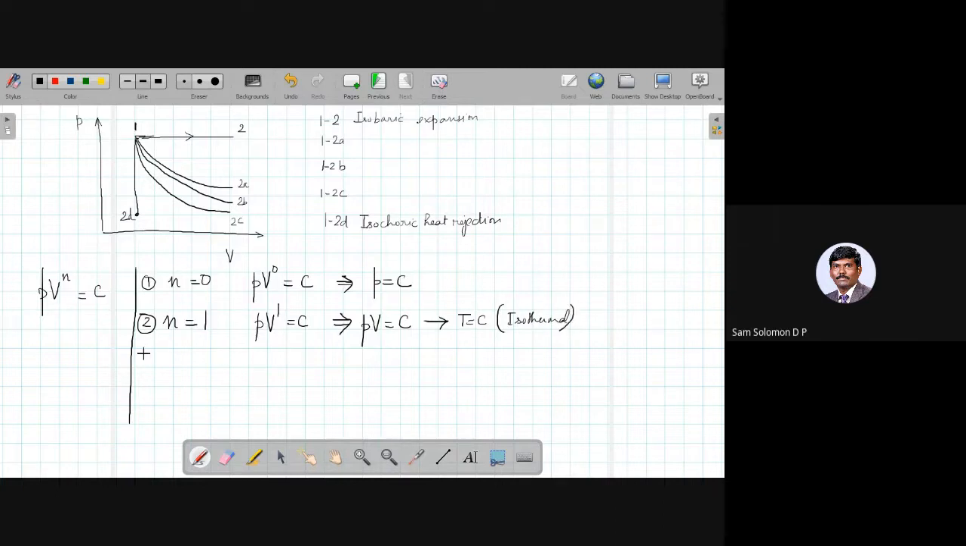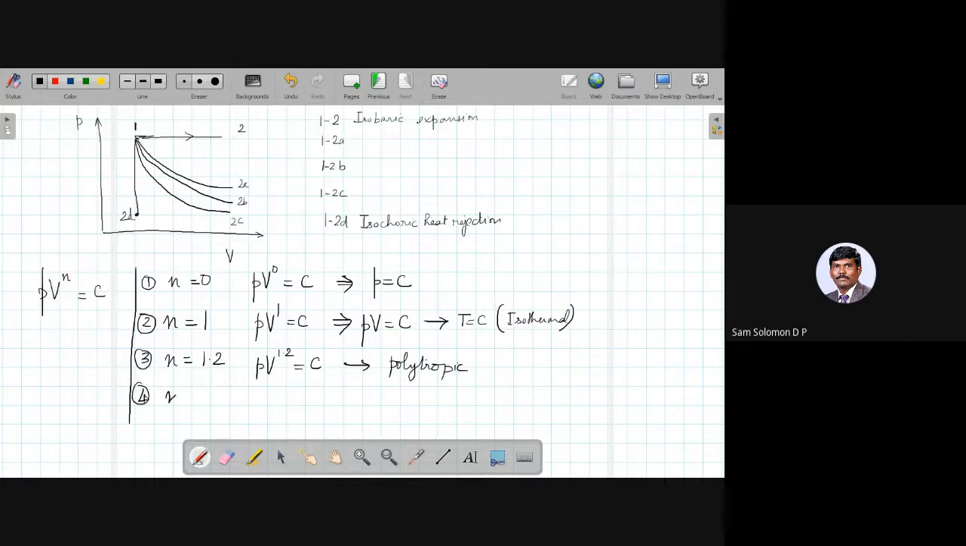Okay. And if n is equal to, say, 1.2, just to give you some value, so PV^1.2 equal to constant. This is similar to PV^n equal to constant, so this is supposed to be a polytropic process. So this is polytropic.